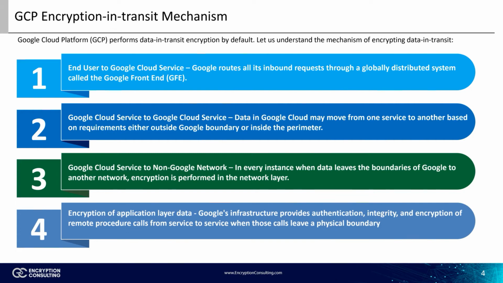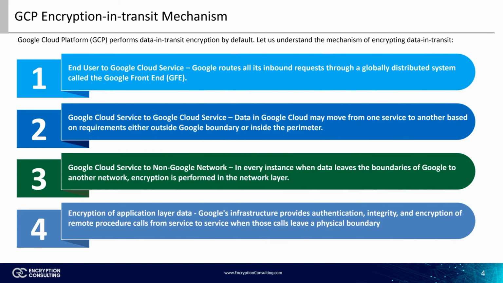For scenarios where data moves from a Google Cloud service to a non-Google network, encryption is performed in the network layer. Google Cloud's virtual network infrastructure encrypts VM-to-VM traffic every time a physical boundary not controlled by Google is crossed. The communicating hosts first perform a handshake and, if acknowledged, encrypt data using AES-128. All data in transit at the transport layer is authenticated. This protects a compromised host from spoofing packets on the network.